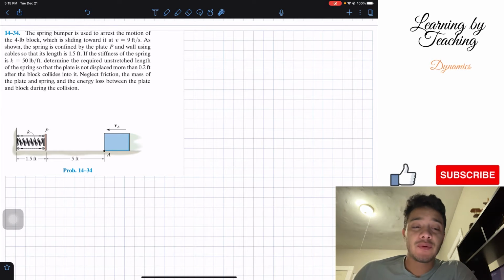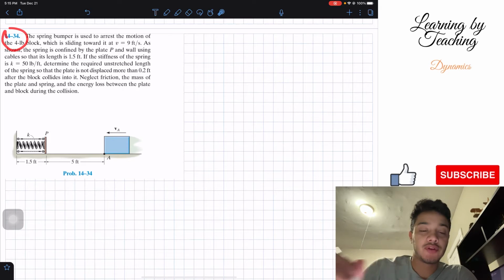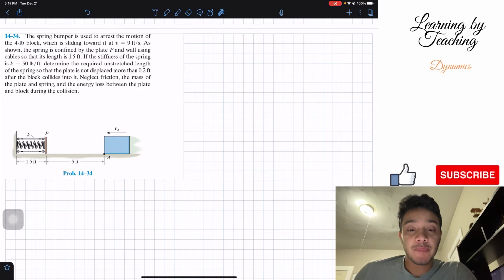Today we're in dynamics and we're going to solve problem 14.34, okay? It says, the spring bumper is used to arrest the motion of the 4-pound block, which is sliding toward it at a velocity equal to 9 feet per second.